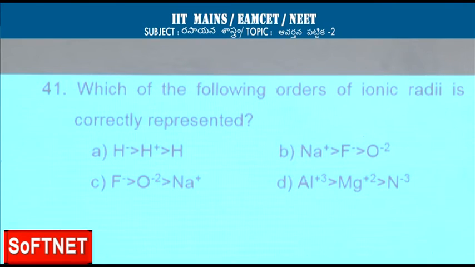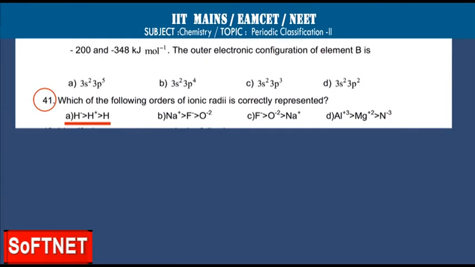This question is based on the ionic radii. The first order is not exactly correct. Why? Because in case of hydrogen, there is only one electron present in the first orbit. Therefore, this order is not exactly correct. In case of the second one, the cation's radius is given as larger than that of anions. Hence, that option is also wrong.